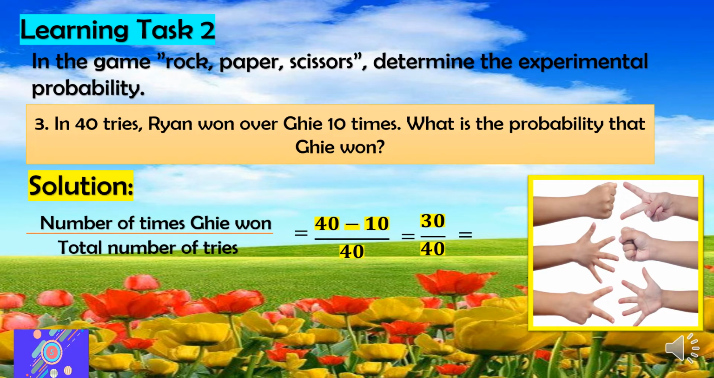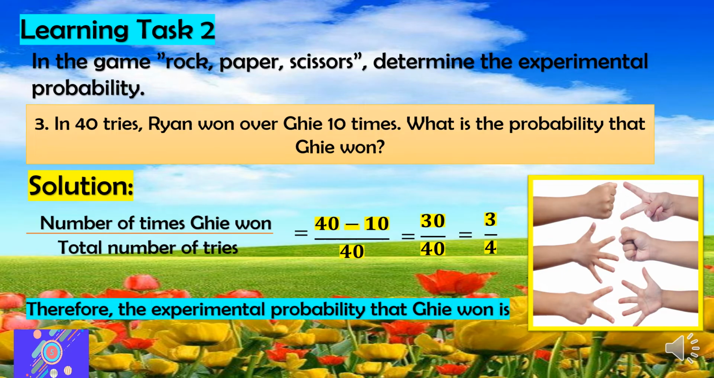So, yung total number of tries is 40. So, that is equivalent to 30 over 40. And then, let us make this into lowest term. So, we have 3/4. So therefore, the experimental probability that G won is 3/4.